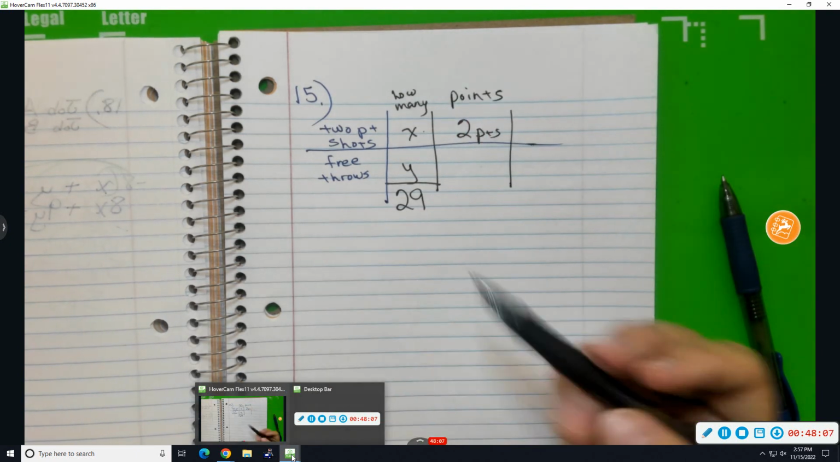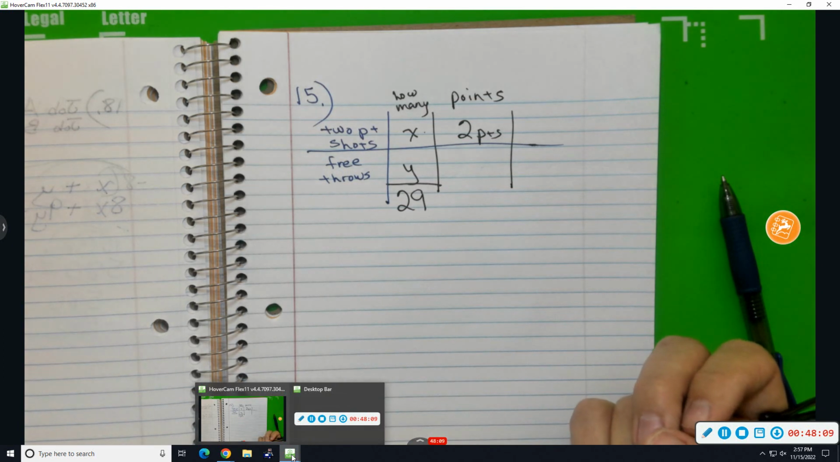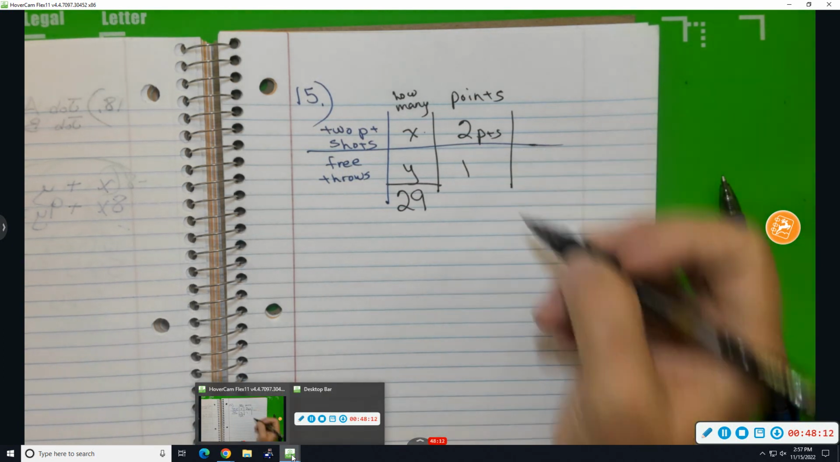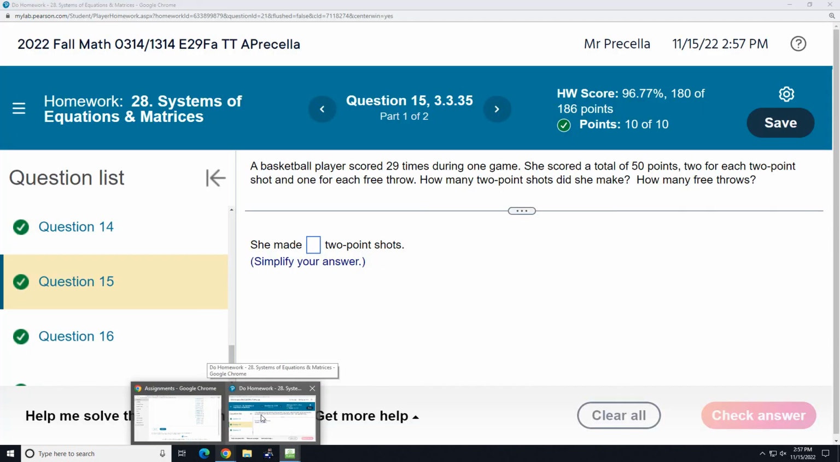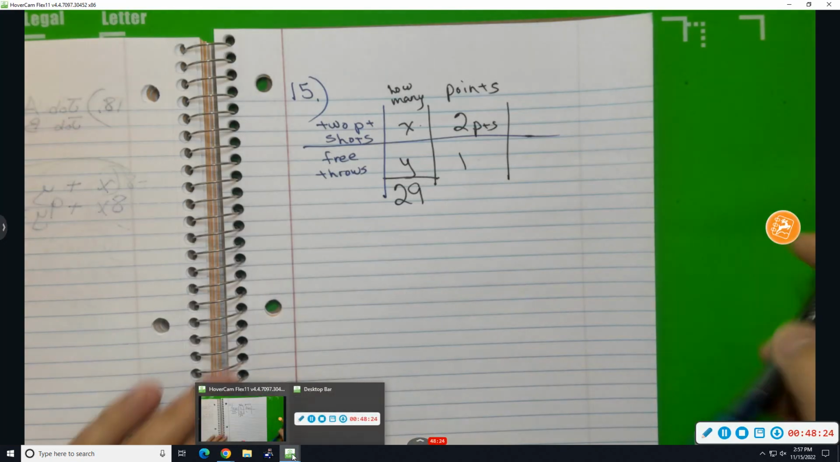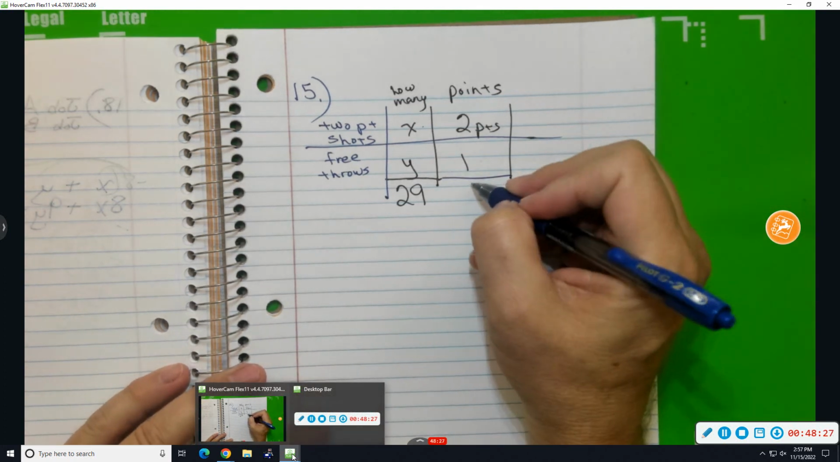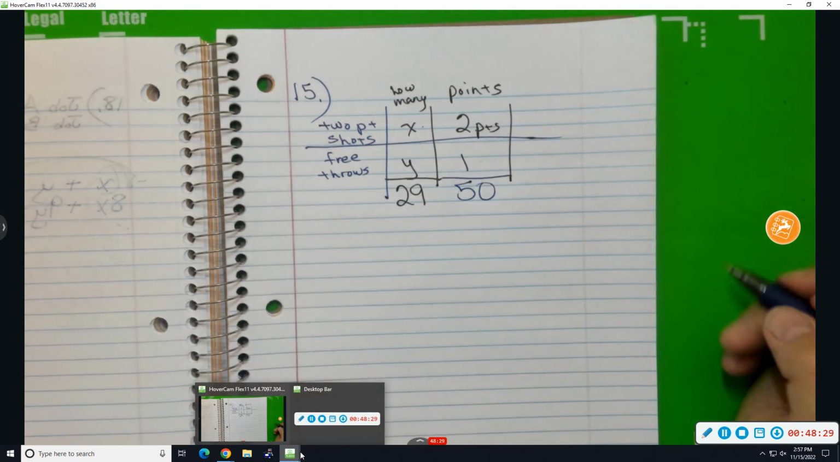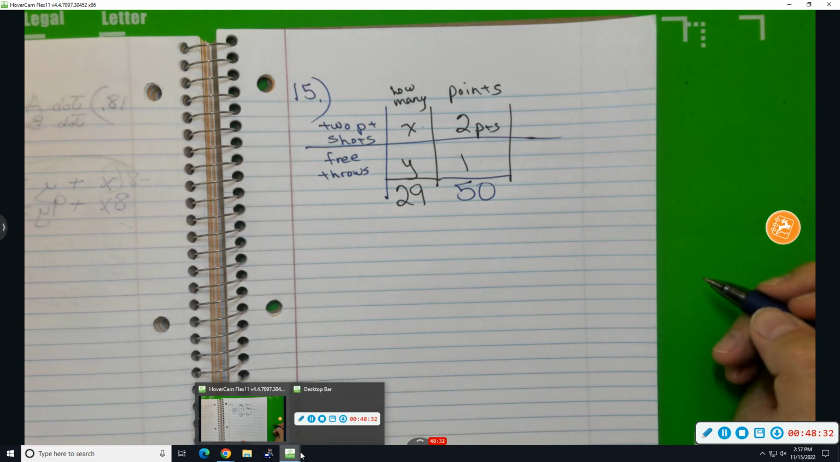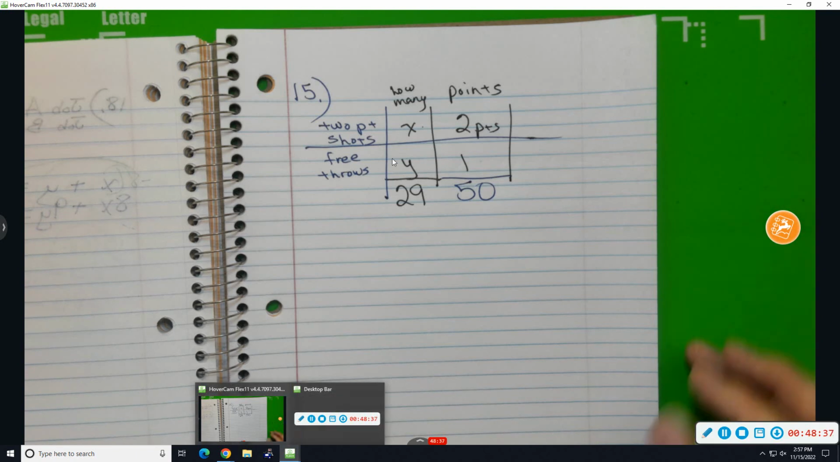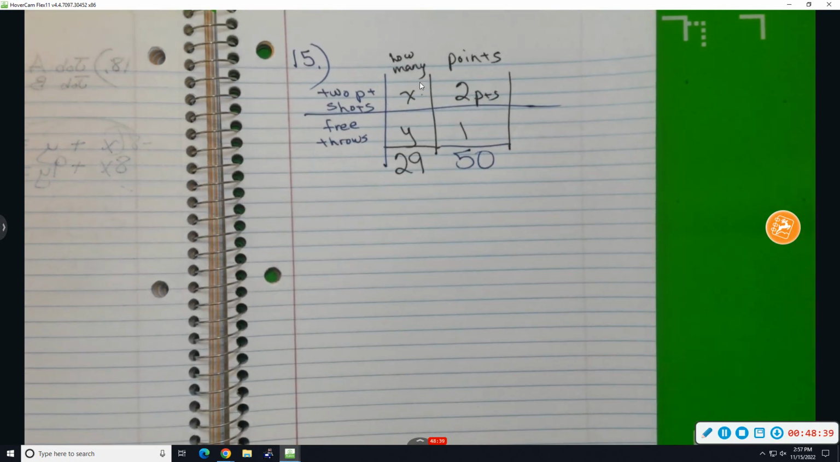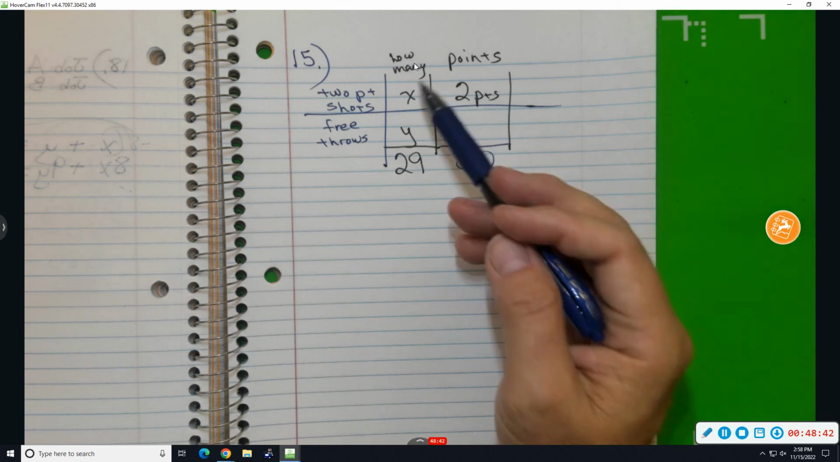The free throws were worth how many points? Only 1 per throw. Let's read it again. She scored a total of 50 points. Wow, she was great. So if you add up that points column, it's going to give a total of 50 points. What are the two equations? We know we need two distinct equations because we have two distinct variables.